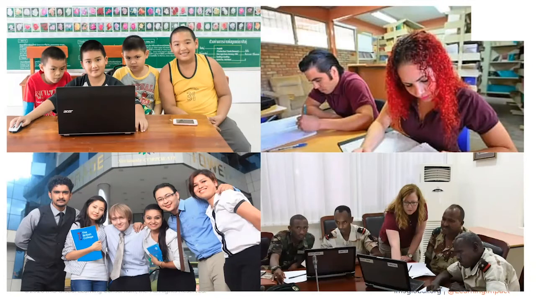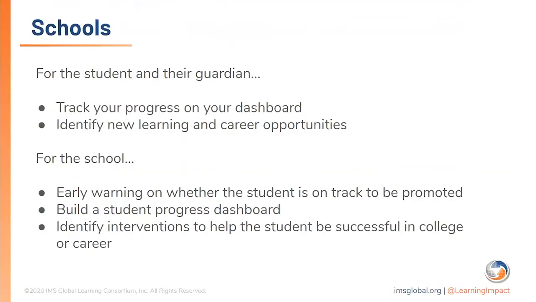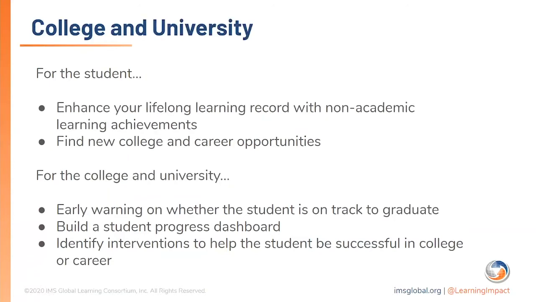Let me mention a few of the opportunities that are unlocked by the CLR standard. Students in K-12 and their guardians can track progress and identify new learning opportunities. Schools can display CLRs in a student progress dashboard and identify interventions to help the student be successful in college or career. Students in college can enhance their lifelong learning record with non-academic learning achievements, track their progress to graduation, and find new career opportunities.